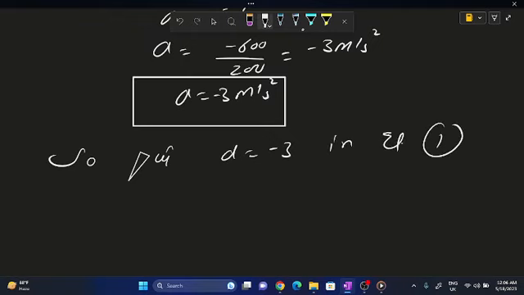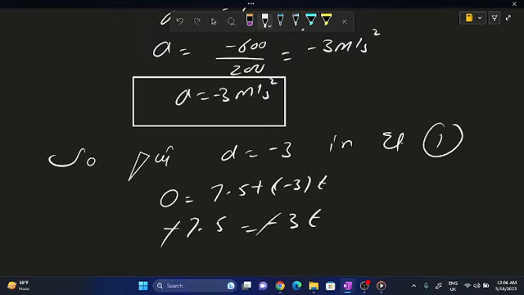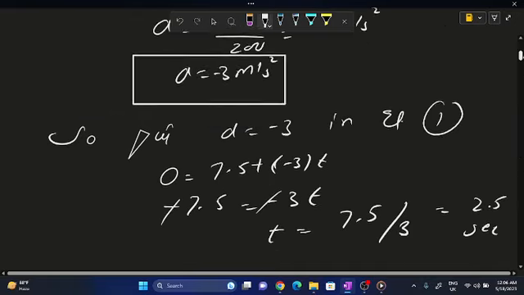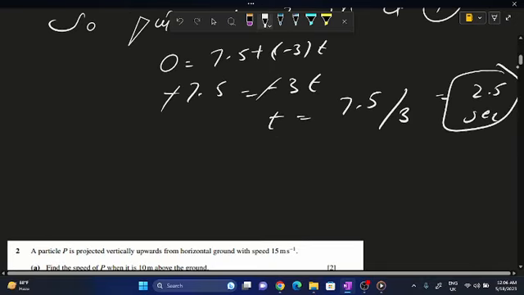That gives you v value 0, u value 7.5, and acceleration value minus 3 times t. Minus 7.5 equals minus 3t, the minuses cancel, and t would be 7.5 over 3. 7.5 over 3 gives you 2.5. So 2.5 seconds is the time when the rope breaks and the body comes to rest. That's your final answer.